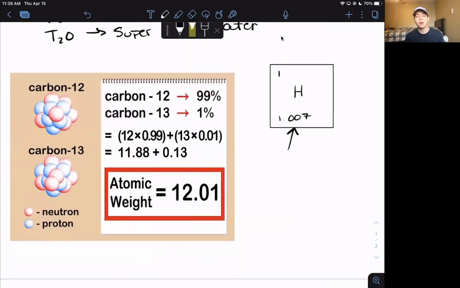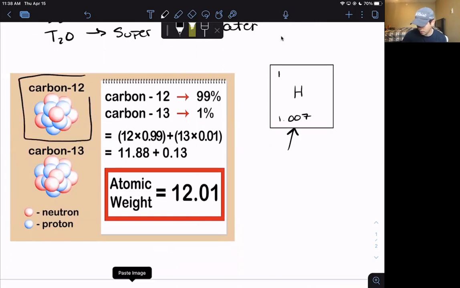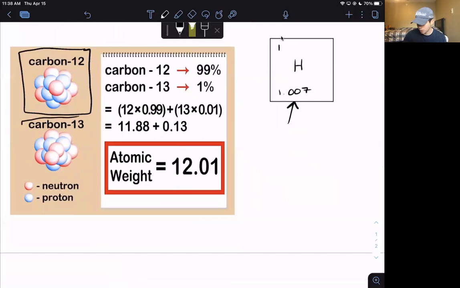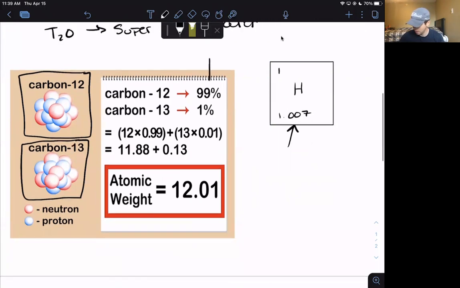So now we ask, how do we calculate that? I've included an example here of carbon. We know carbon-12 is what we think of when we think of carbon. Carbon-13, however, also exists. There's also a carbon-14, which is how they do carbon dating. But we're not going to talk about that one right now because there's not enough of it to really be concerned.